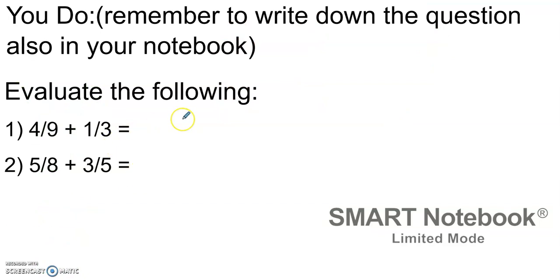So here are 2 problems. Now I know you're not used to seeing it this time, so I'm going to actually rewrite this by hand so that you know. So this is really saying it's 4 over 9 plus 1 over 3. So 4/9 plus 1/3. Okay? And then this one is 5/8 plus 3/5. We need to find out what these both equal.